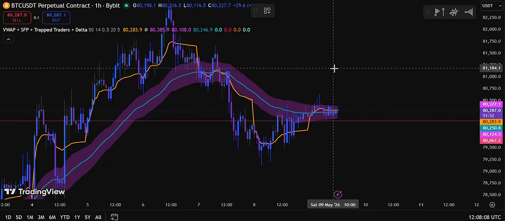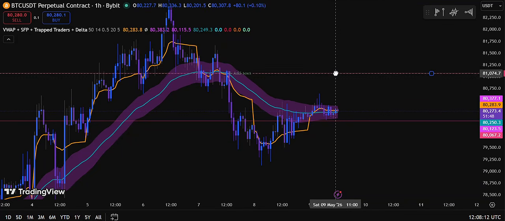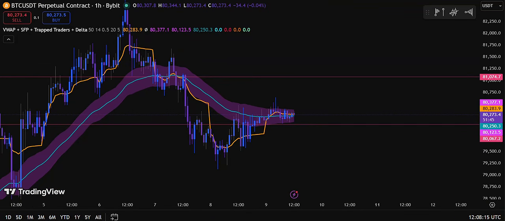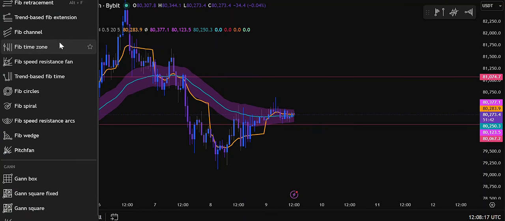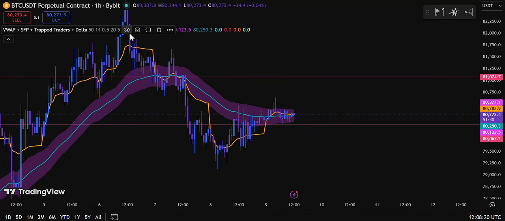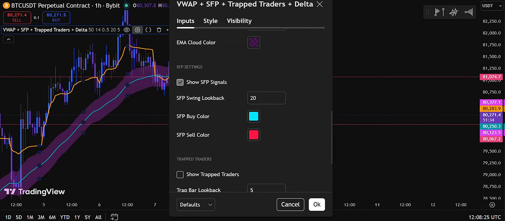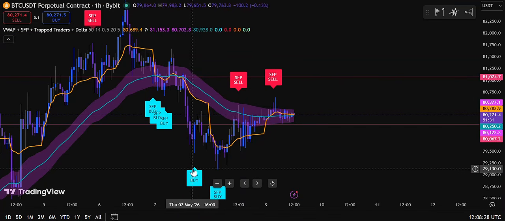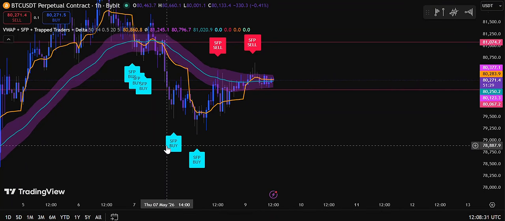I would be looking at one more thing. I'm going to go over to SFP, and we had two SFP signals here, which are a long position. Now we could come back in on SFP once more for accumulation, for distribution. Very easy. So there you have it.